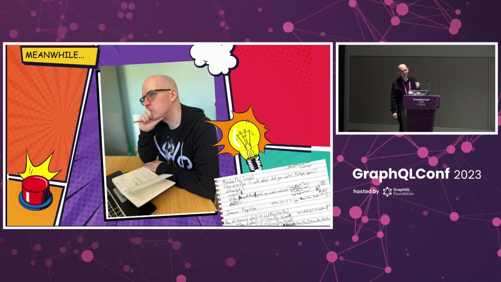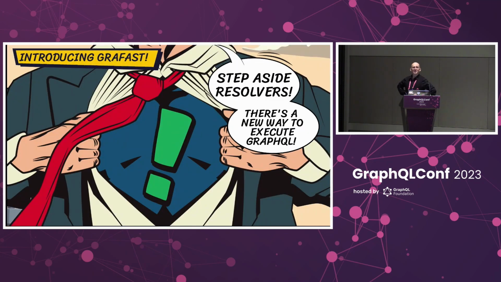Back in 2020, I set out to design a system that would leverage the declarative nature of GraphQL to execute queries on the server as efficiently as possible. And though it was clear to me that the solution would involve a degree of query planning, I wanted to ensure that developers would be able to use it without a degree in sorcery. And I think I've done it. I'm here today to say, step aside, resolvers. There's a new way to execute GraphQL.